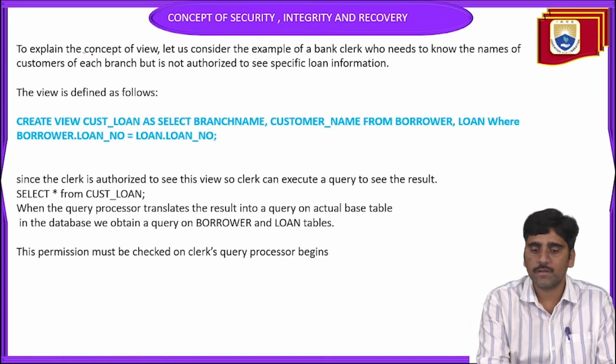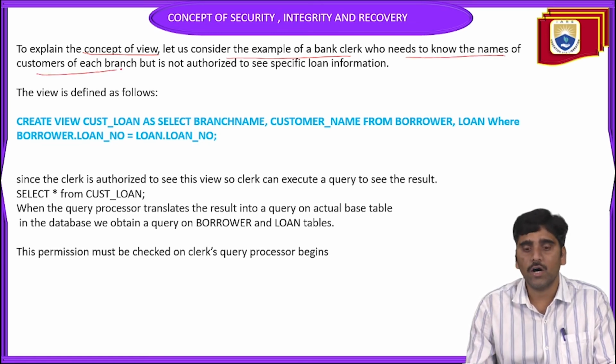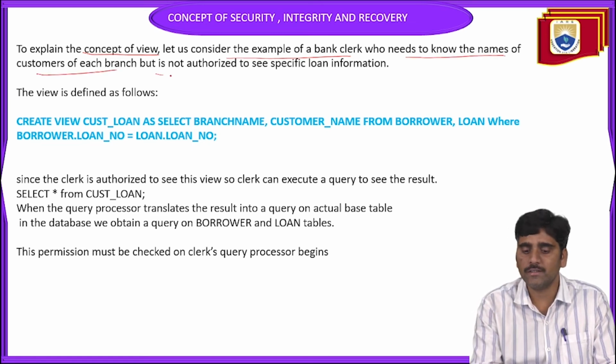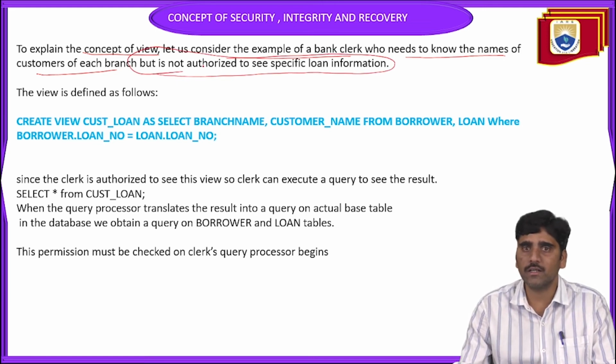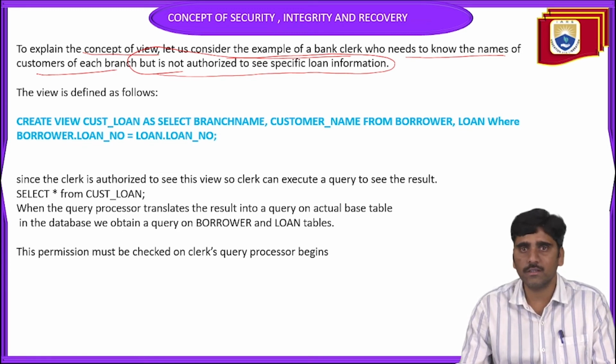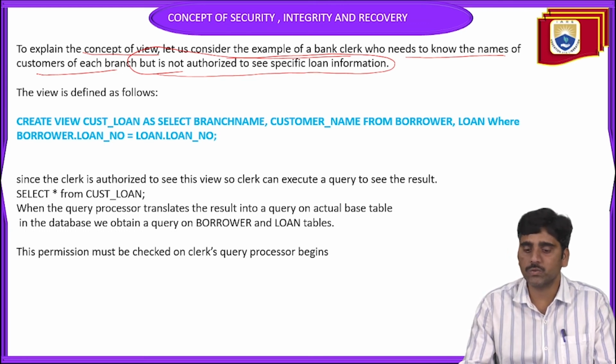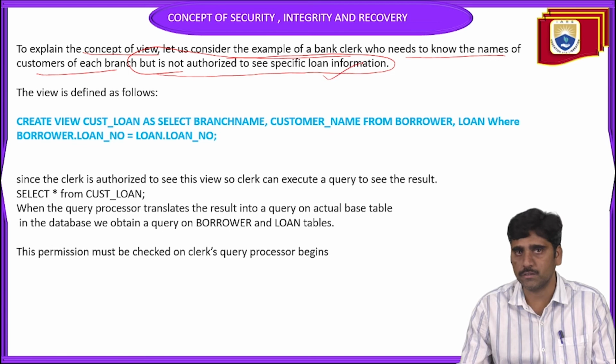To explain the concept of view, let us consider the example of a bank clerk who needs to know the names of customers of each branch but is not authorized to see specific loan information. A view is one security feature. In that view, the bank manager can see all the other branches' customer data, but does not have permission to see specific loan information.